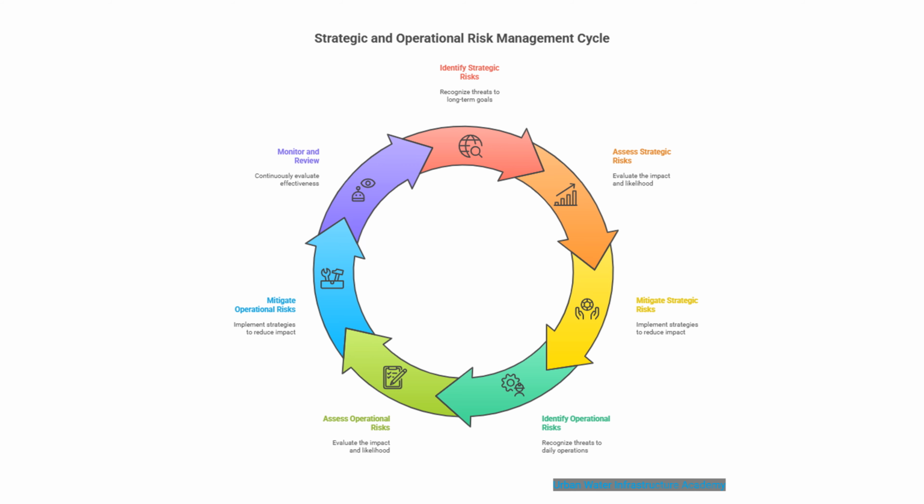Strategic risks threaten the entire organization and long-term objectives. Operational risks affect daily asset operations and performance. Understanding both and their interaction is critical for effective asset management.